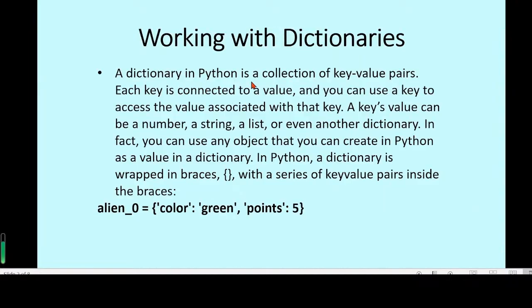A dictionary in Python is a collection of key-value pairs, so each key is connected to a value, and you can use a key to access the value associated with that key. A key's value can be a number, a string, a list, or even another dictionary. In fact, you can use any object that you can create in Python as a value in a dictionary. In Python, a dictionary is wrapped in braces, with a series of key-value pairs inside the braces. So this is a dictionary with two key-value pairs, and the keys are color and points, and the values are green and 5.